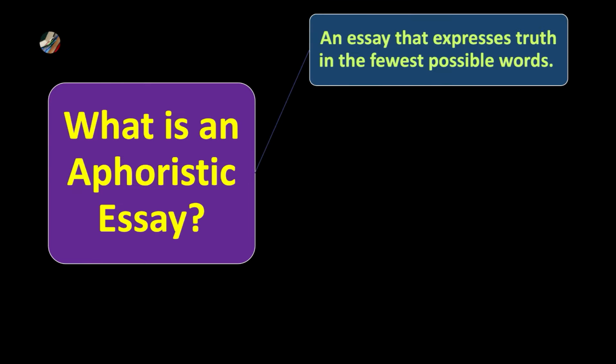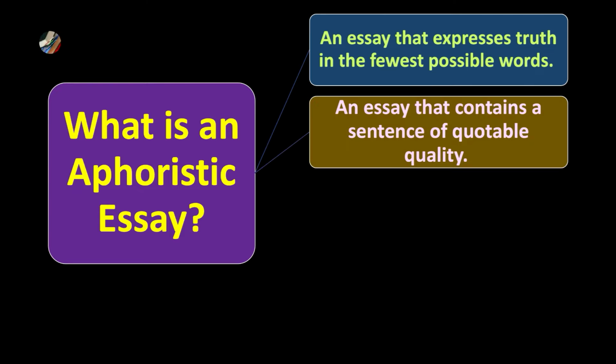Now let's talk about what is an aphoristic essay. Now we know what is aphoristic, we know what is aphorism, we also know the examples of aphorism. So this background knowledge will help us. What do we mean by aphoristic essay? The first point is an essay that expresses truth in the fewest possible words. When we say fewest possible words, it means that you don't have freedom to keep on writing, to play with words. You have to be to the point and write exactly what you need to write.